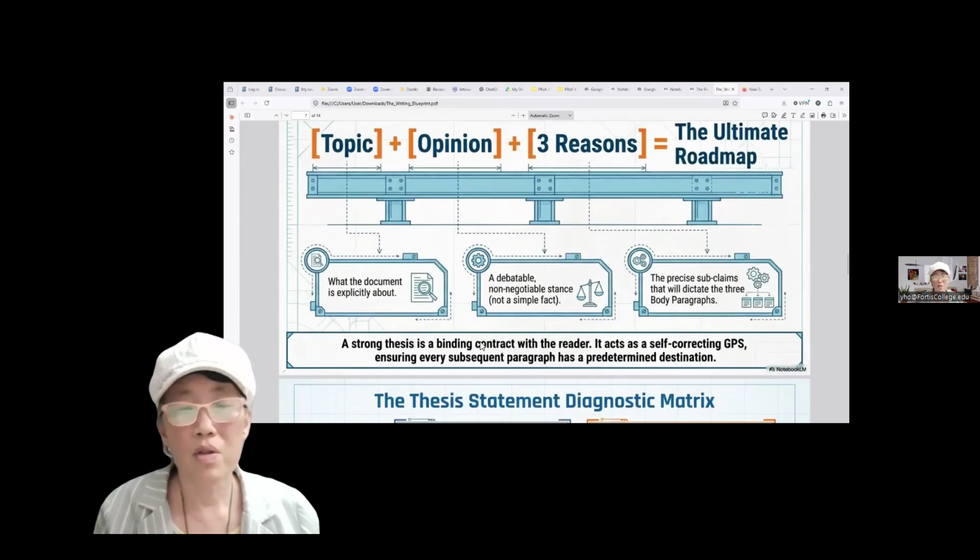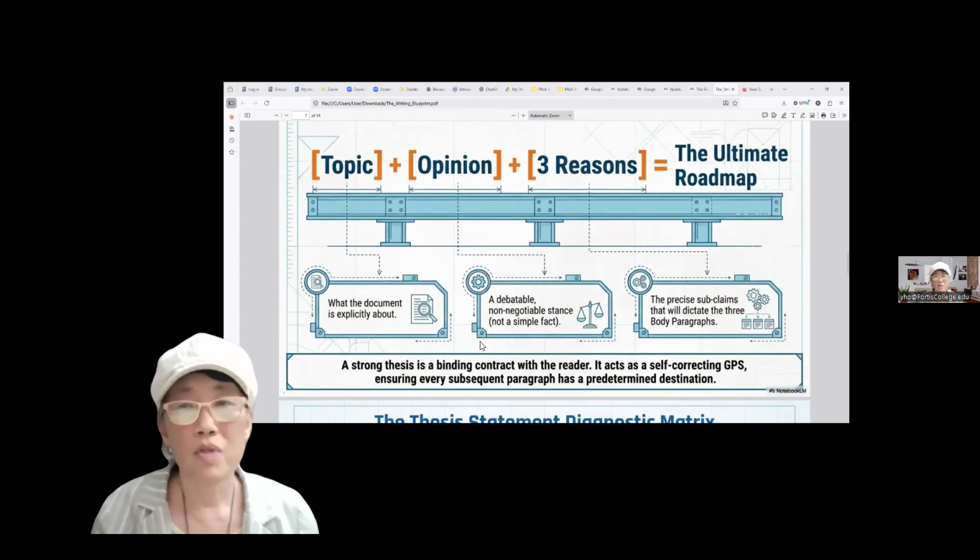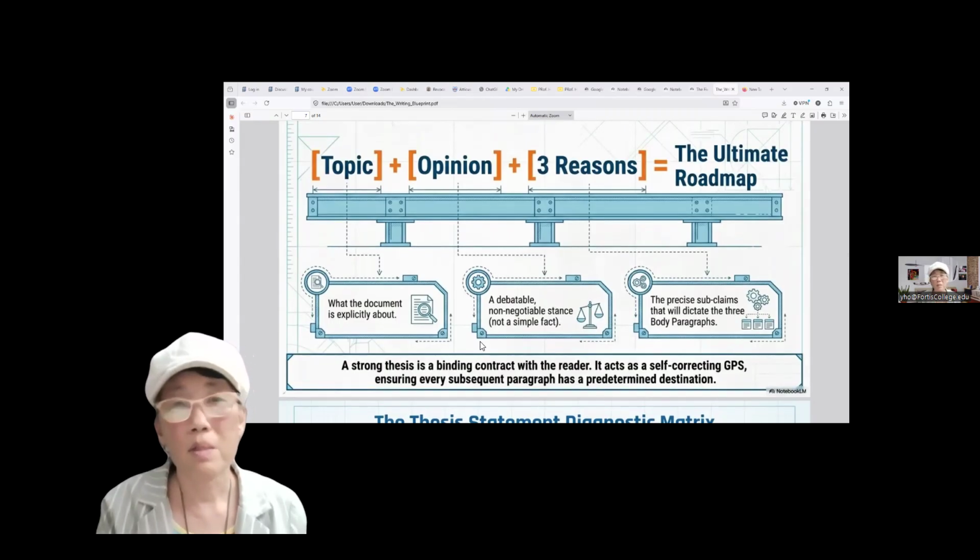Then when you write your thesis statement, the formula is going to be topic plus opinion plus 3 reasons. So that's the ultimate roadmap.